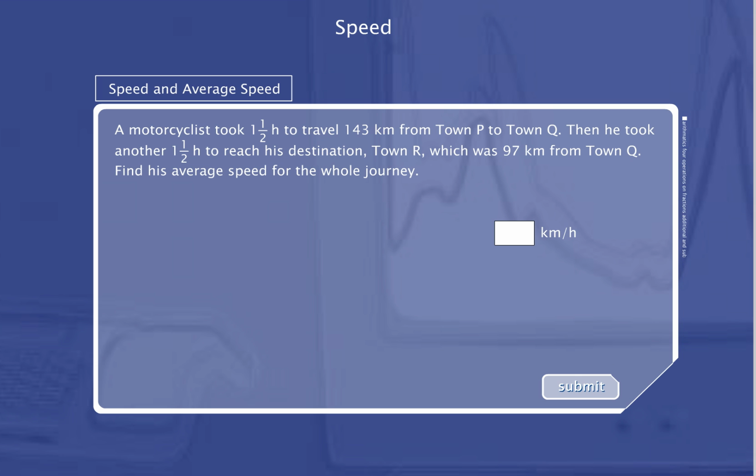Here is another problem. Can you solve it? A motorcyclist took 1.5 hours to travel 143 km.